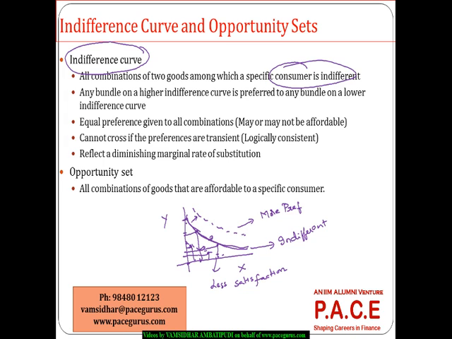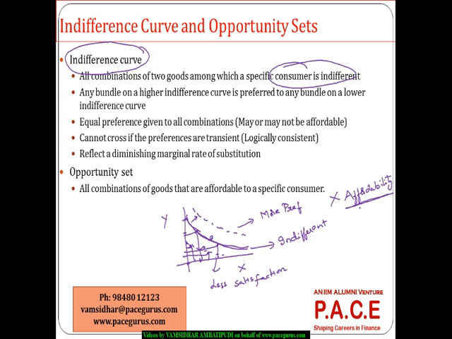And on that particular curve, any combination of x and y, they are given equal preference. But here, of course, there is nothing that is talked about in terms of affordability. We are not bringing the dimension of affordability in terms of the indifference curve definition. We are only looking at that particular combination which gives higher levels of satisfaction compared to the other.